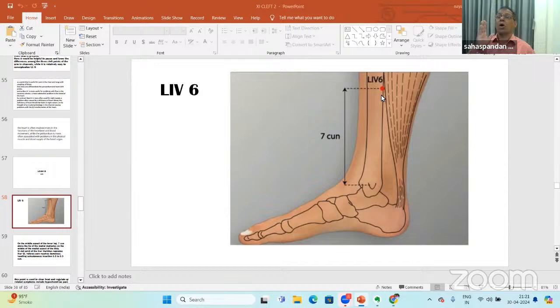This cleft point of the liver regulates liver chi, relieves pain, and resolves dampness. How to needle? Subcutaneous insertion, not deeply, parallel to the skin. Subcutaneous insertion, half cun to 0.8 cun.